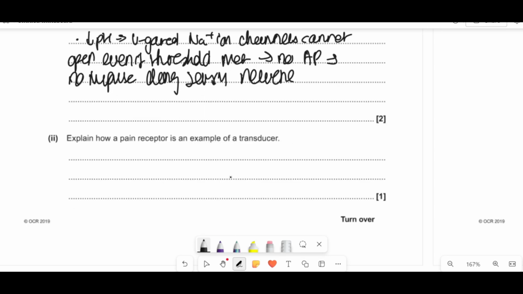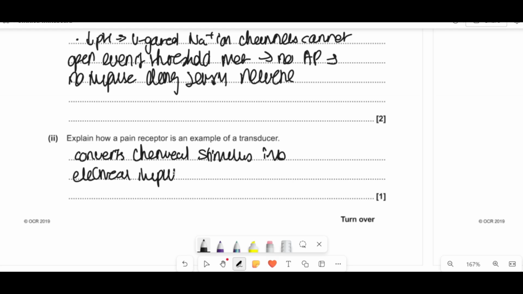Explain how a pain receptor is an example of a transducer. So a transducer is something that produces an electrical impulse based on some sort of stimulus, right? So for example, here there's a chemical stimulus. So it converts a chemical stimulus into an electrical impulse. Transduction is where you're changing it from one form to another. So for example, a pressure stimulus in your skin, when you're pushing a Pacinian corpuscle, turns it into an electrical impulse as well, electrical energy. That's transduction.